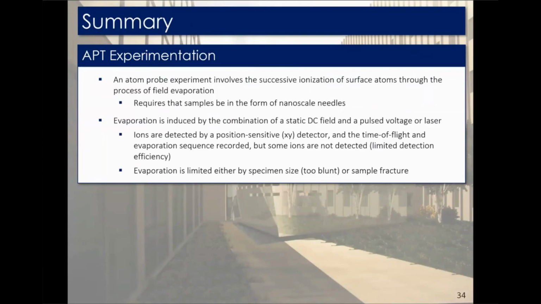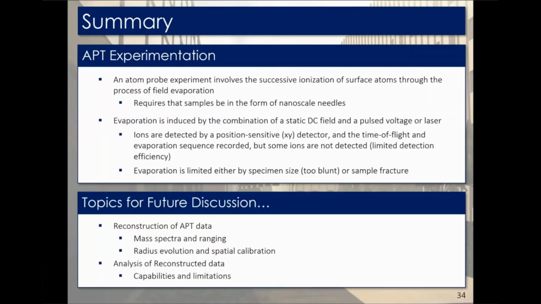We can basically run that until we either have a specimen that's too blunt or until we fracture the sample. And so then maybe in a future webinar, what we might see would be talking about reconstruction, talking about things like mass spectra and ranging, radius evolution, spatial calibration topics, and also looking at analysis, different ways we can analyze reconstructed data, what our capabilities are and what our limitations might be. So we'll see if we can get to that at some point.